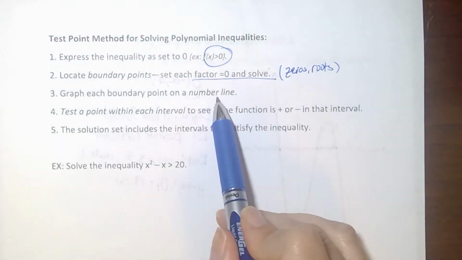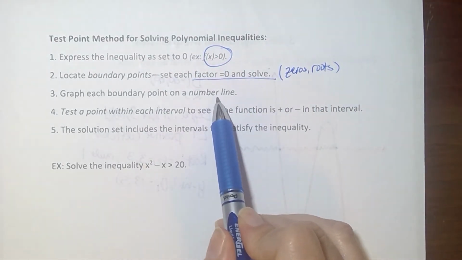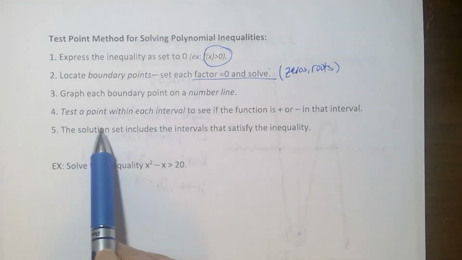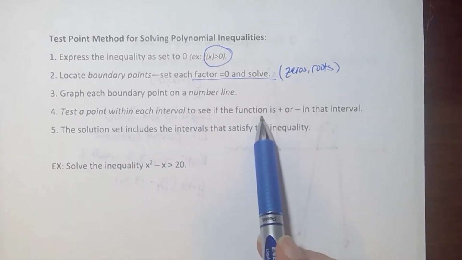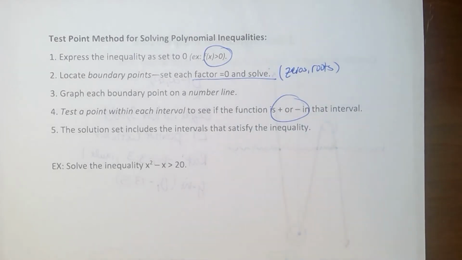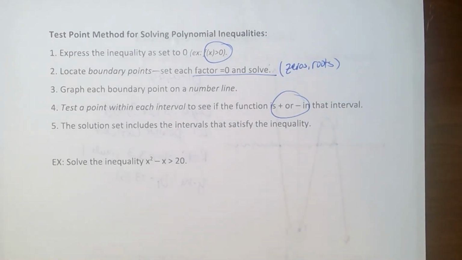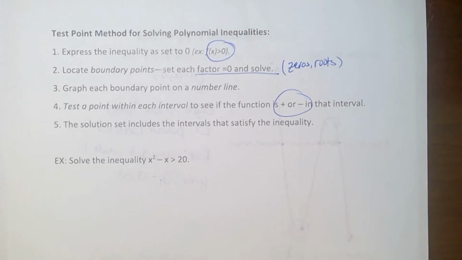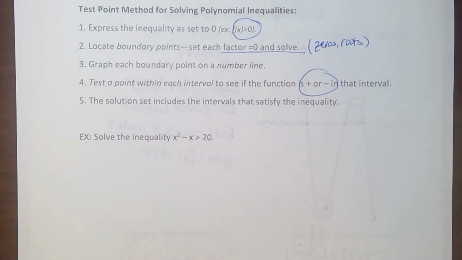I'm going to put those boundary points on a number line. I don't do my xy coordinate plane, I just do basically the x-axis as a number line. Then I'm going to test a point within each interval to see if the graph, the function value, would fall above or below that number line. So would it be positive or negative in that interval? The solution set will include the intervals that satisfy the inequality.